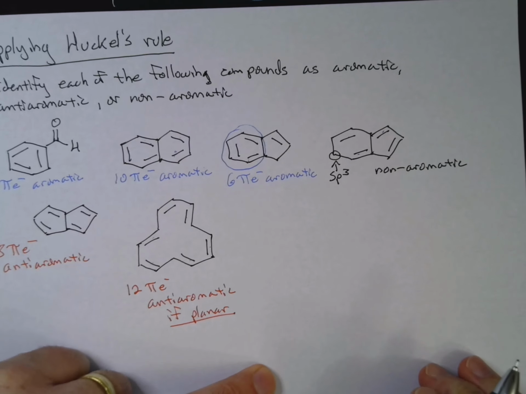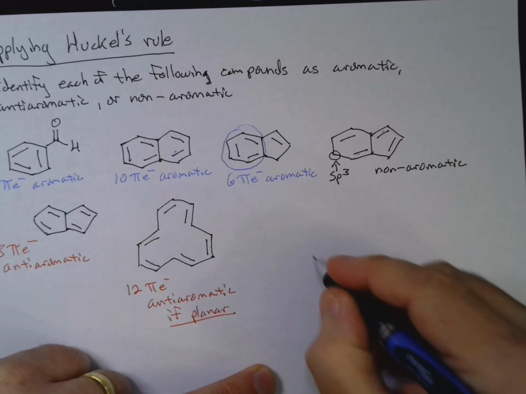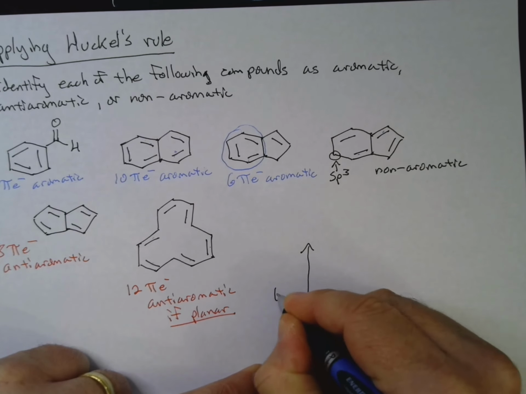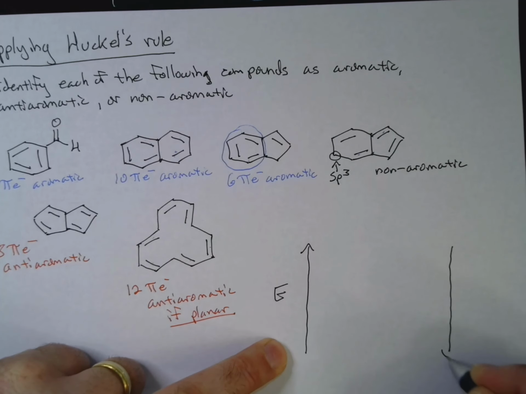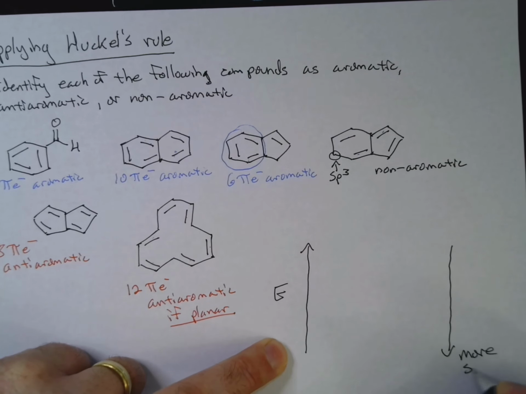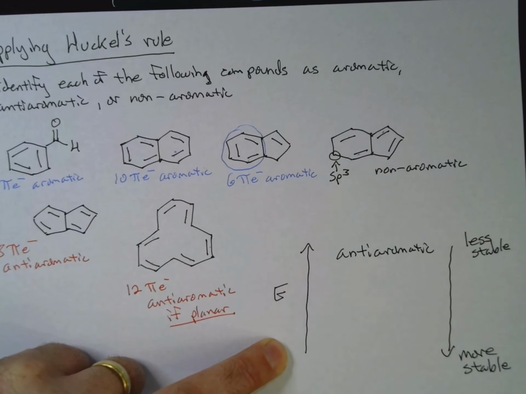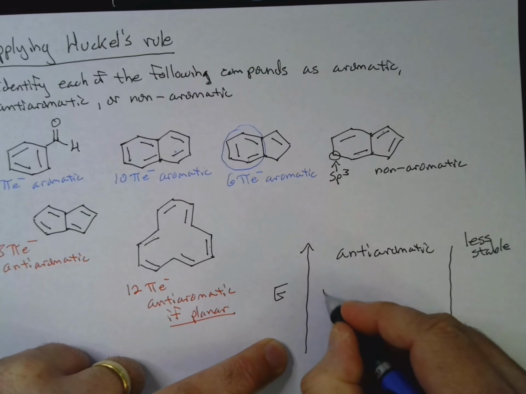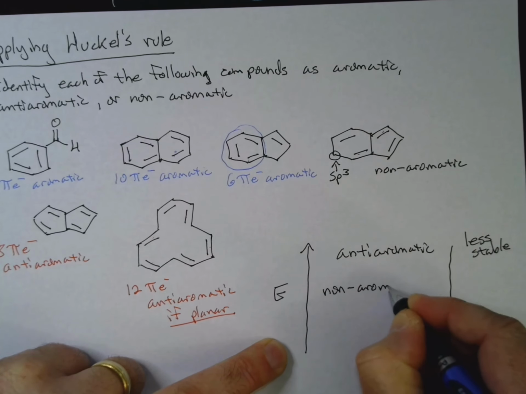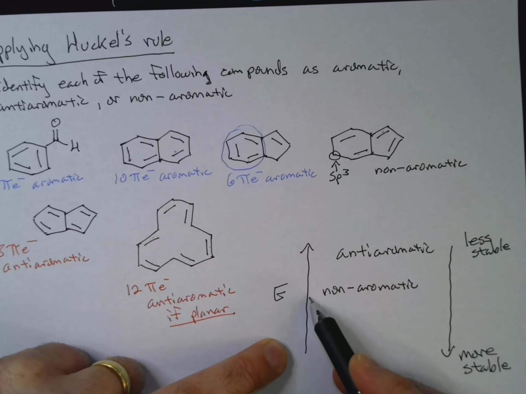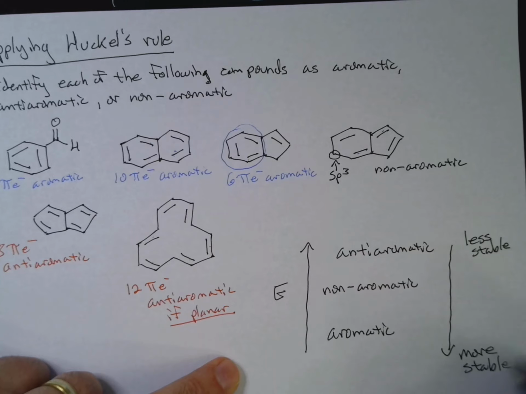So when you're applying Huckel's rule, remember, things go from high energy to low energy. So we've got energy here, and we've got increasing stability. So we'll say here more stable, less stable. So anti-aromatic is higher energy, less stable. Non-aromatic is lower in energy and a little more stable. And then aromatic is the lowest in energy and the most stable.